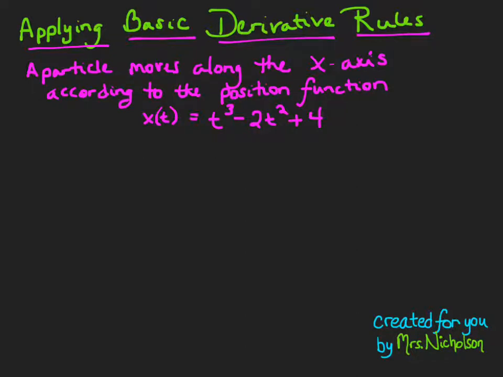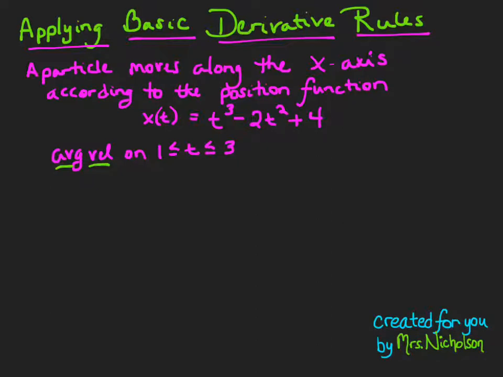Now I could ask a lot of different questions about this position function. One possible question might be, find the average velocity on the interval 1 less than or equal to t less than or equal to 3. Average velocity. Whenever you see average velocity, I hope the first thing we think is average rate of change, especially since the function I'm given here is a position function. When I find velocity of position, that's rate of change.